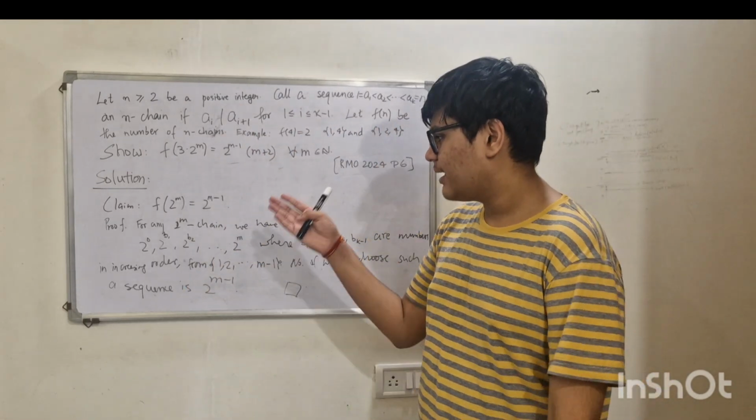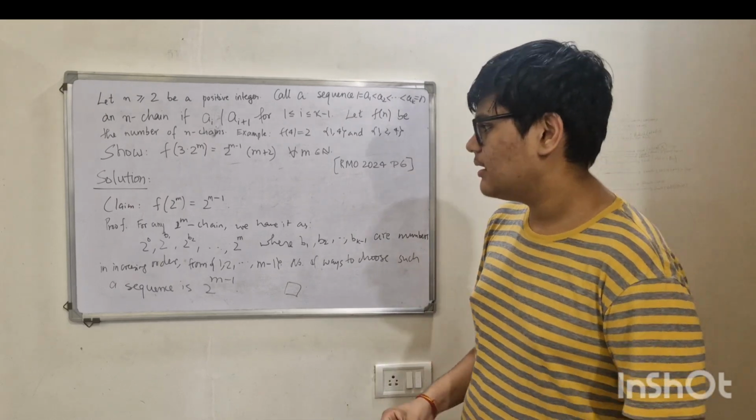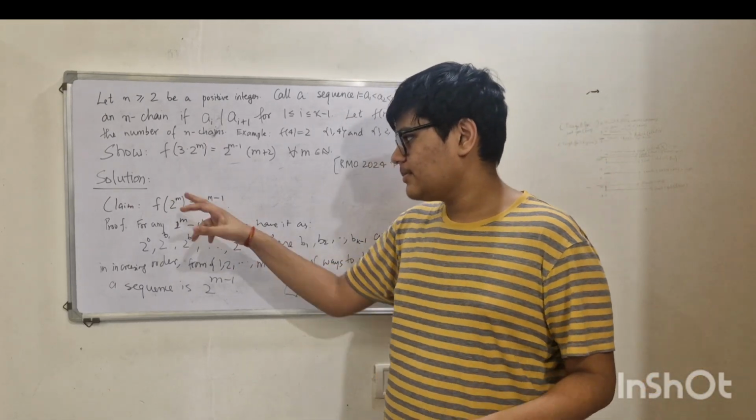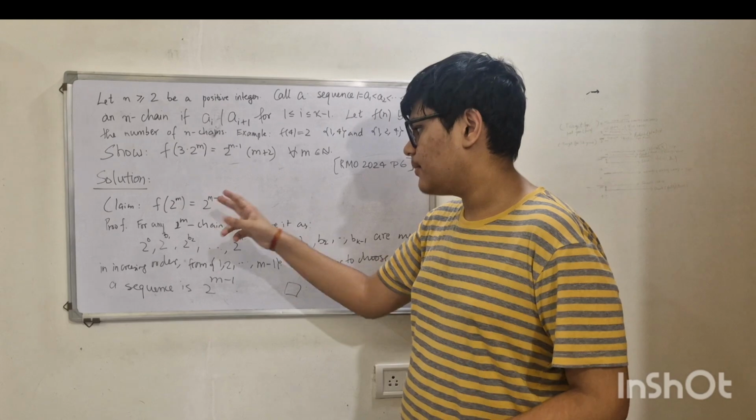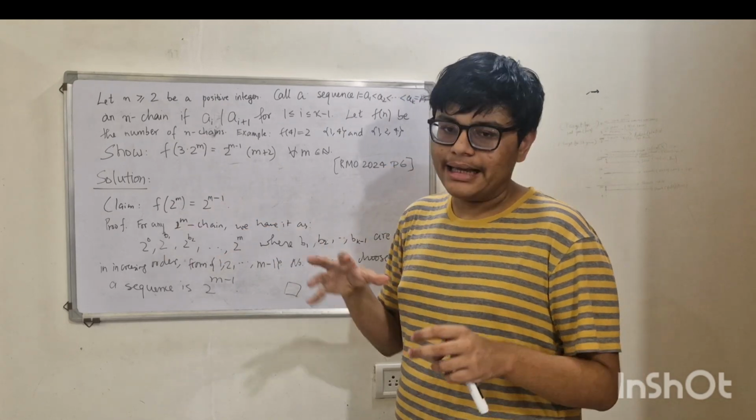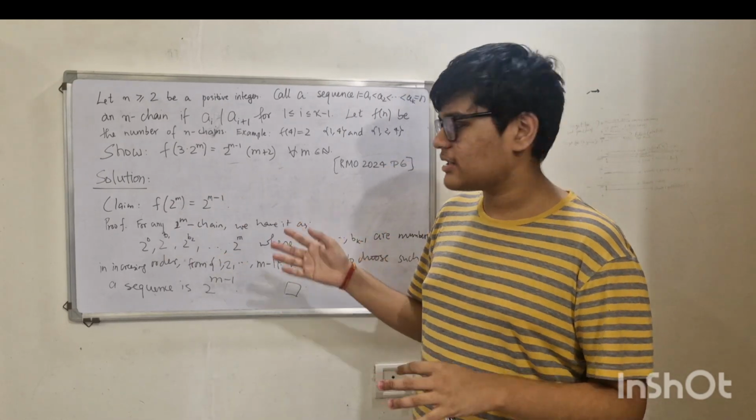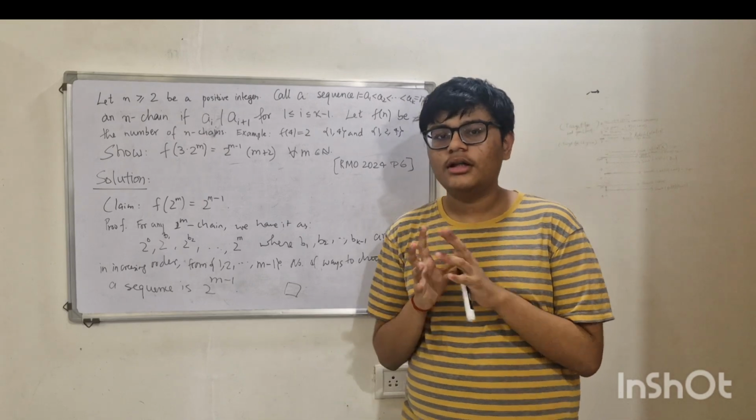First we will prove a claim which states that for any number which is a power of 2, so for example 2^n, the f of that 2^n is 2^(n-1), okay? Now the proof goes as follows.